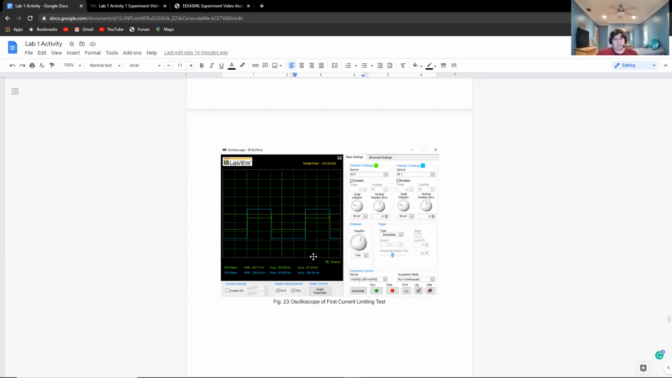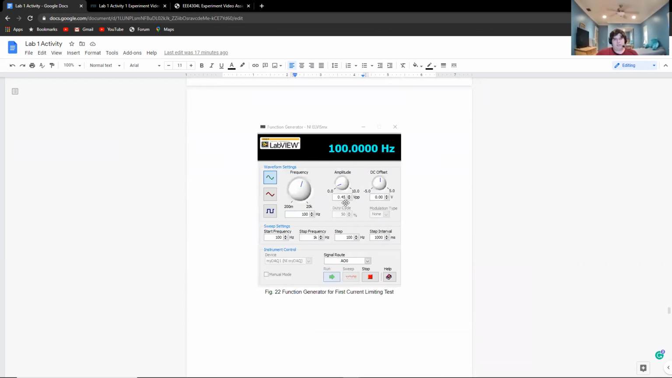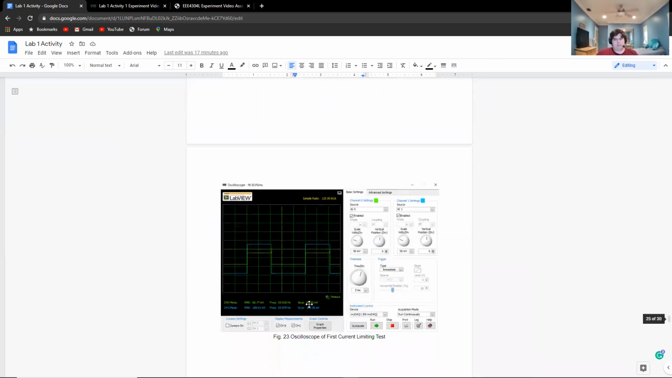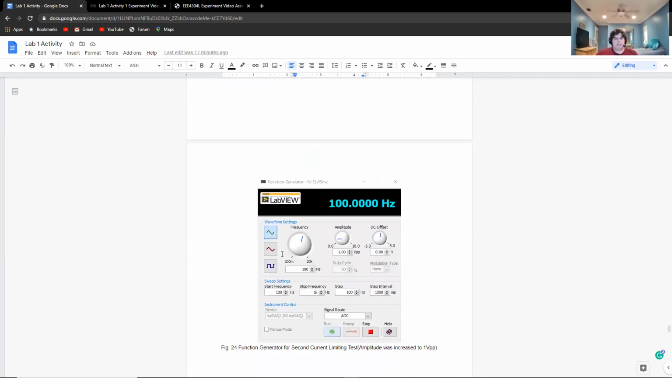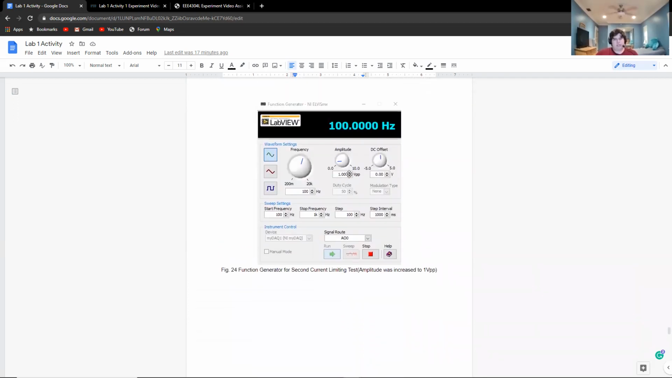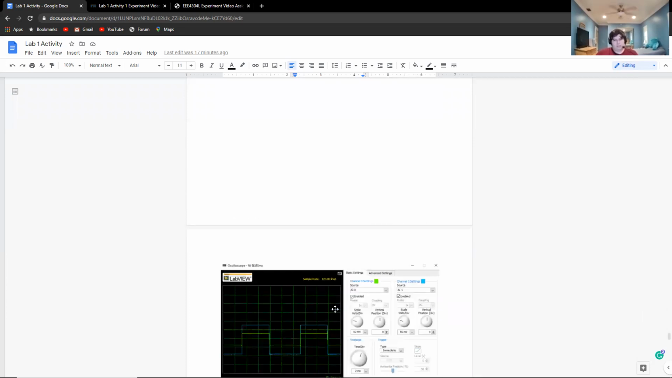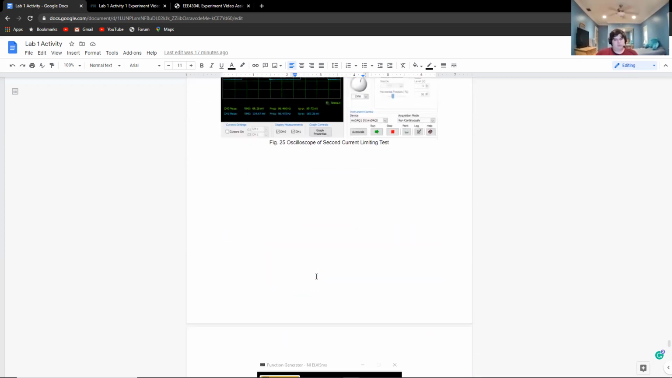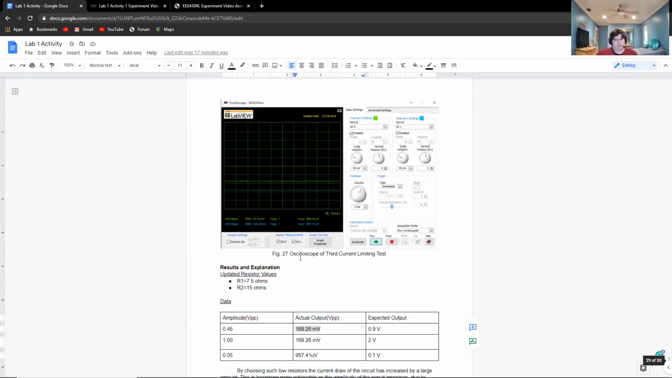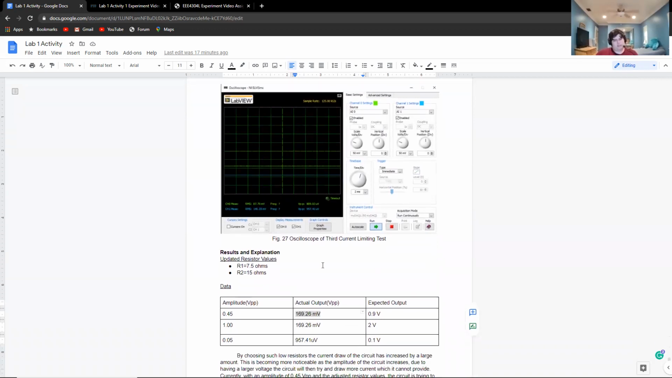So if we applied a 0.45 volt peak to peak, we should have expected a 0.9 due to it being a 2-gain circuit, but we weren't able to get even close to that, showing that it is being current limited. Then we applied a higher voltage, and it did the same. We weren't able to get the 2-volt gain that we were supposed to receive. And that was continued in this third part where we lowered it instead, and still the same.